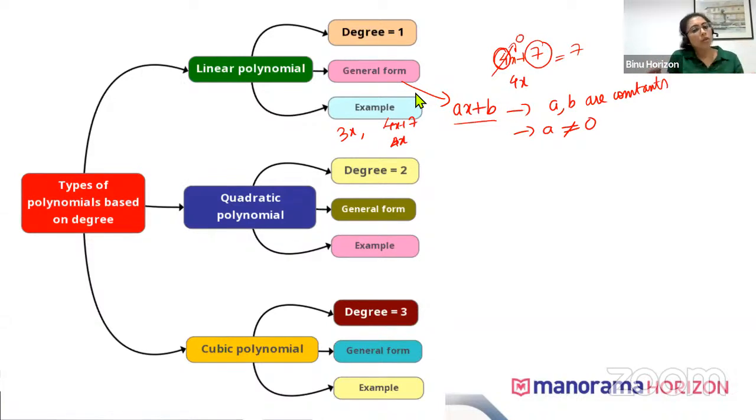Understood? Now, what about a quadratic polynomial? It is a polynomial with degree 2. Sometimes it's also called a second order polynomial. Okay, with degree 2.